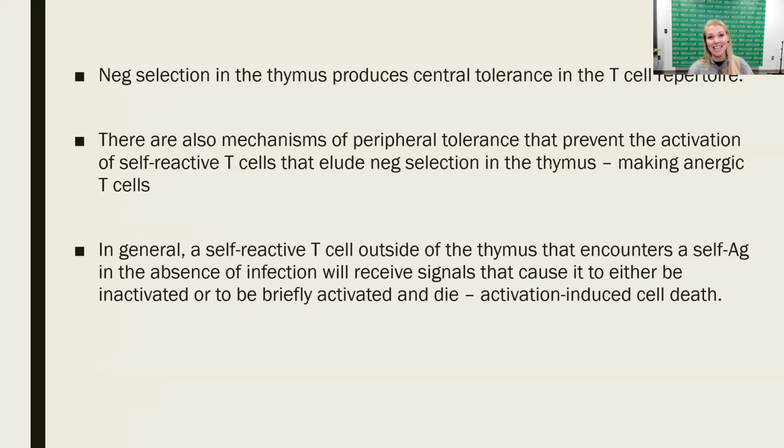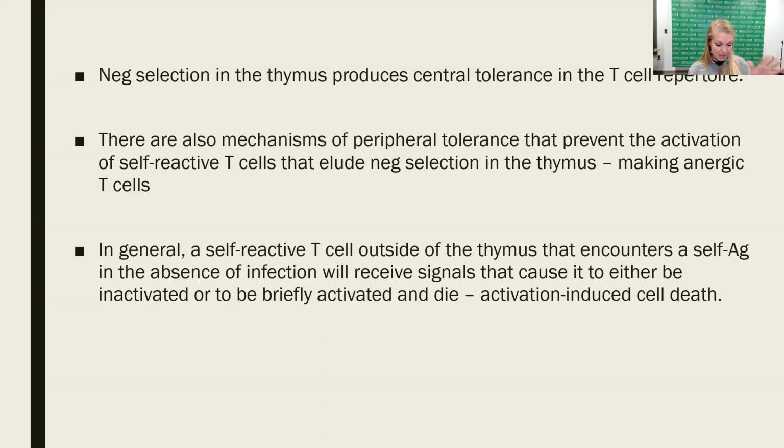So negative selection in the thymus leads to a group of T cells that have central tolerance. Their T cell repertoire should be good at not recognizing self tissue before they're released from the thymus.